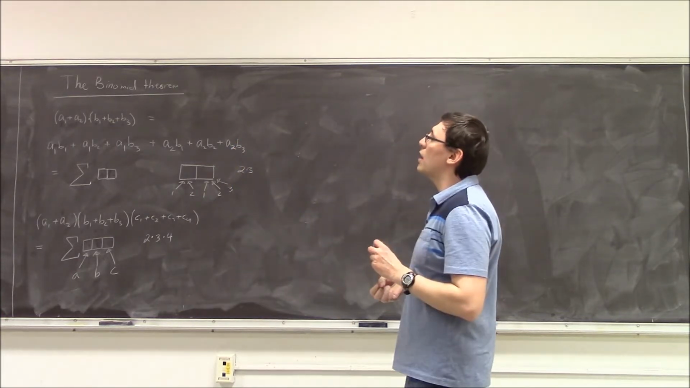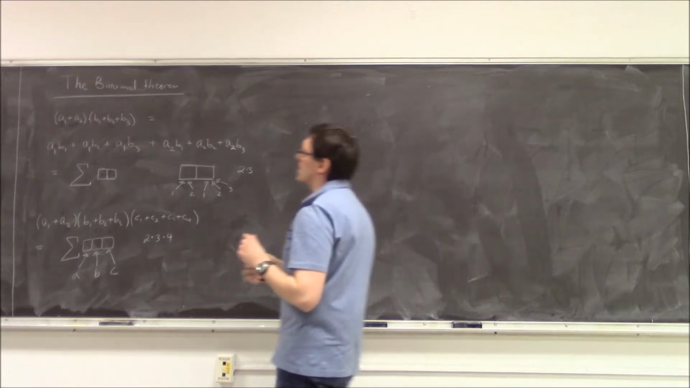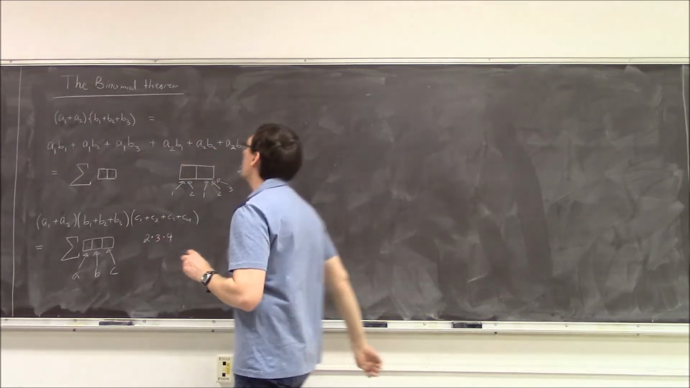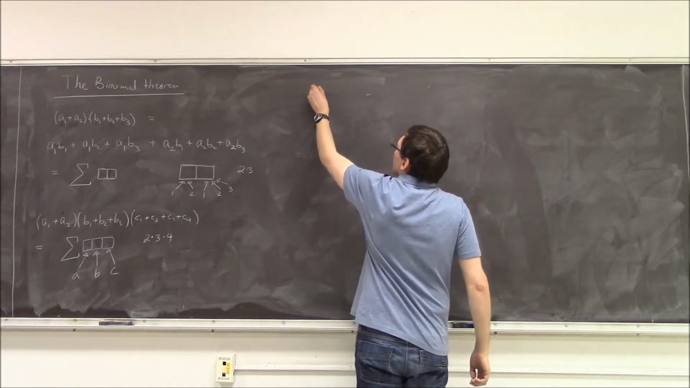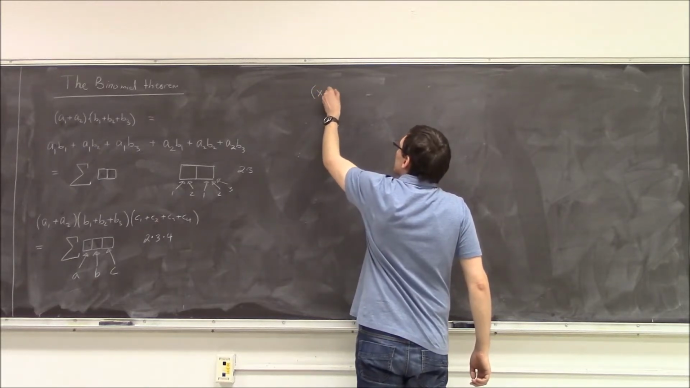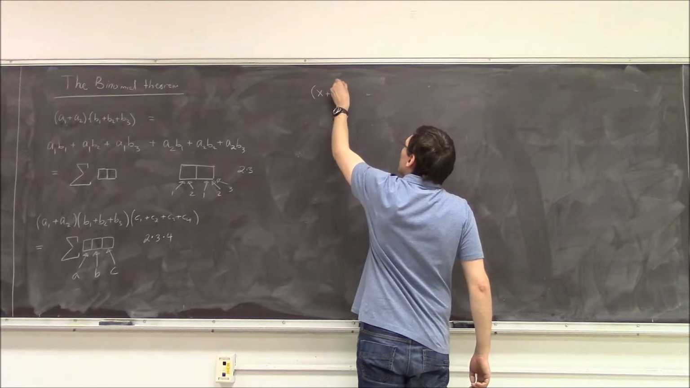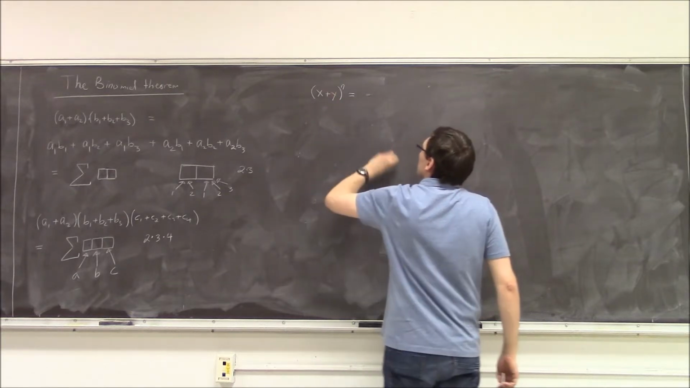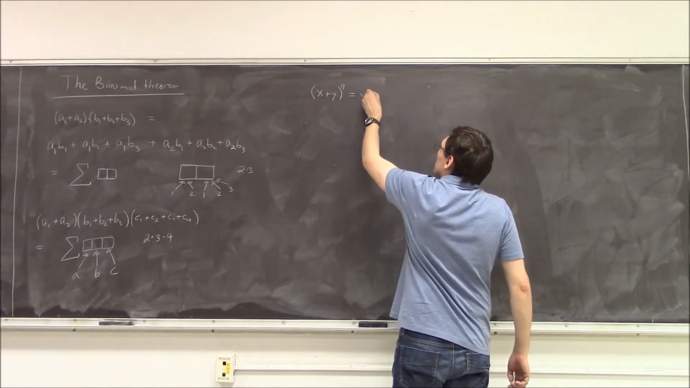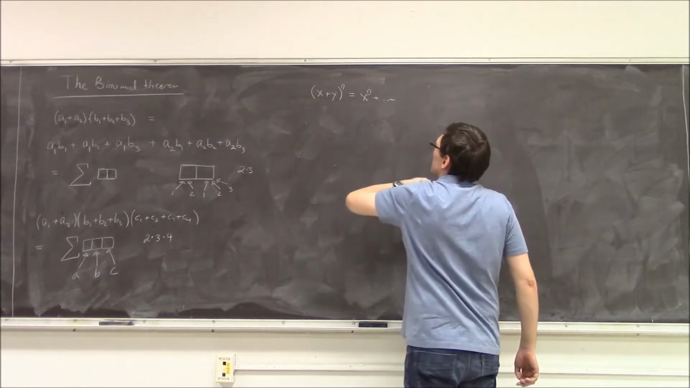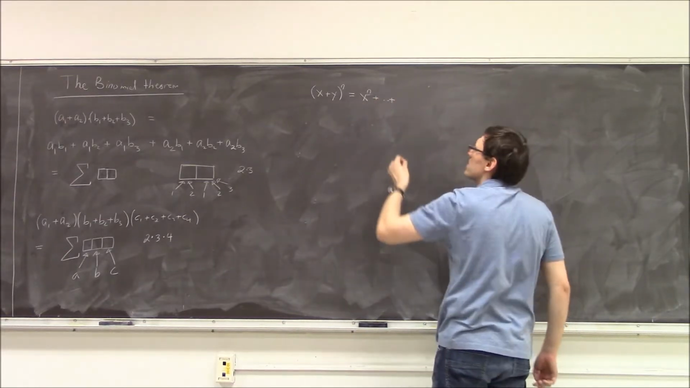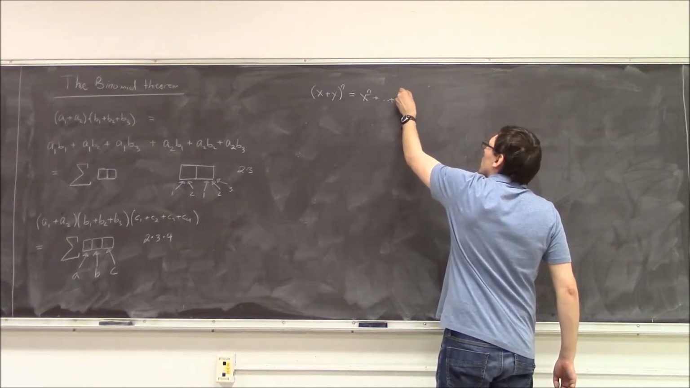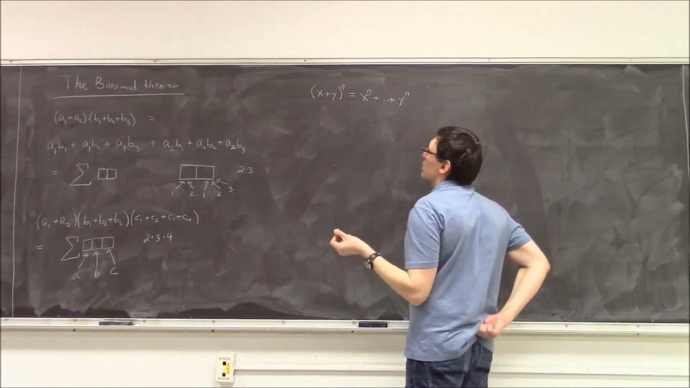So let's see how that idea will give us a way to represent an expansion of this form. This is what we're interested in. We want a formula for x plus y to the power of n. What is that? It's going to be x to the n, clearly, plus, plus, I'm not sure how to write the terms in between. That's what I'm trying to ascertain, all the way to y to the n. How do we do that?